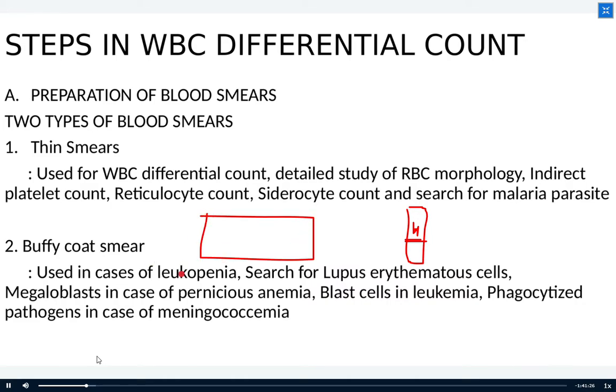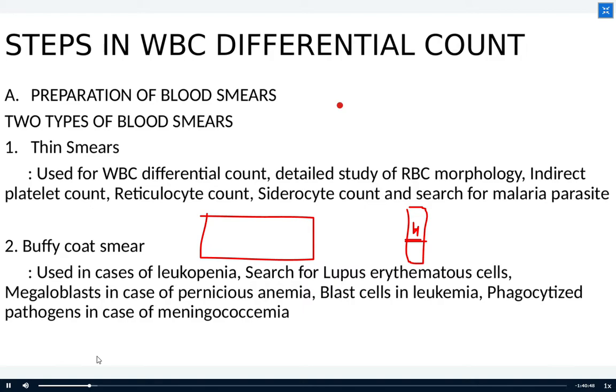Now, this is usually used in cases of leukopenia. Why leukopenia? Remember, when you have leukopenia, your white blood cells are decreased in your peripheral blood, meaning your white blood cells in the red cell part are decreased. So you need a more concentrated specimen. Remember, your buffy coat has WBCs and platelets. Thus, you would use the buffy coat if there is a decreased WBC in the peripheral blood. Then it can also be used for the search of your lupus erythematosus cells.